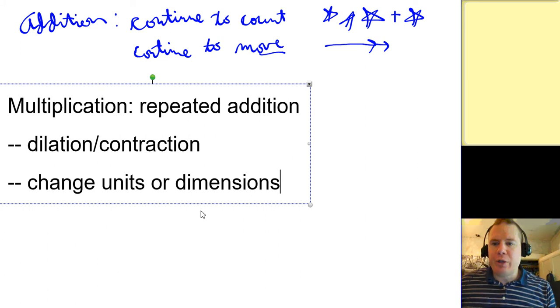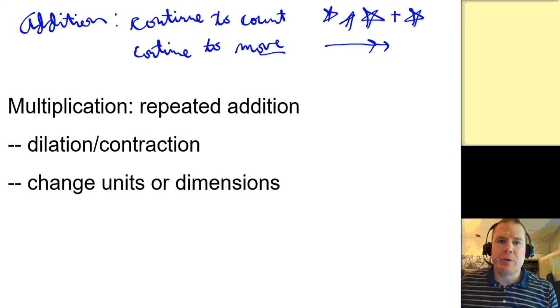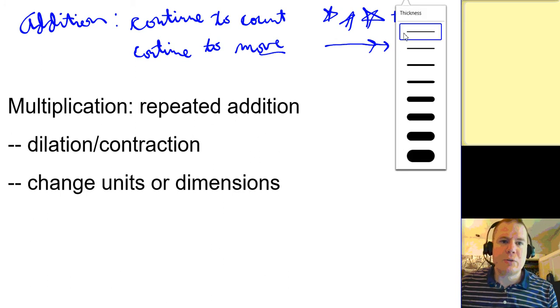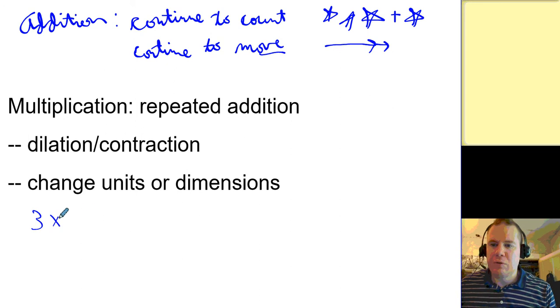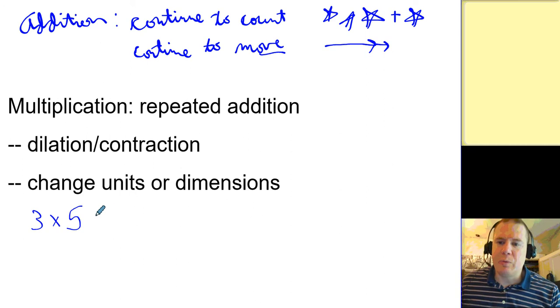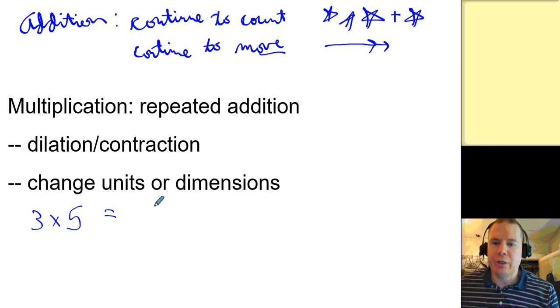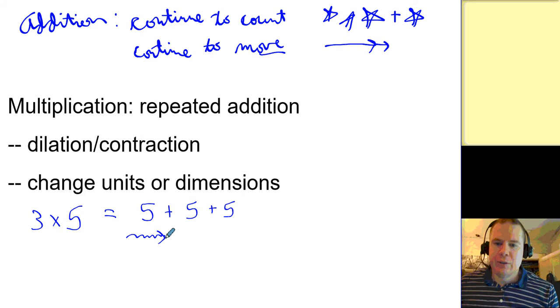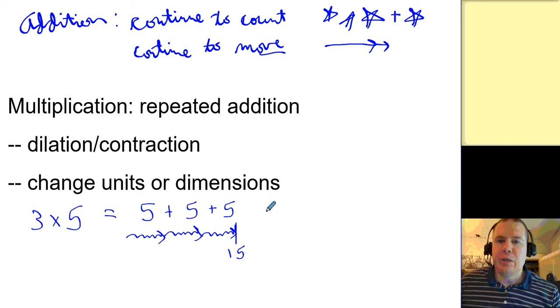So if we look at a multiplication problem like 3 times 5, let me write this on here. How much is 3 times 5? Right? Well, we could say 3 times 5 means I have 3 5s. That's 5 plus another 5 plus another 5. So 1, 2, 3, 4, 5, 6, 7, 8, 9, 10, 11, 12, 13, 14, 15. So we get to 15. That's the idea of multiplication, meaning repeated addition.